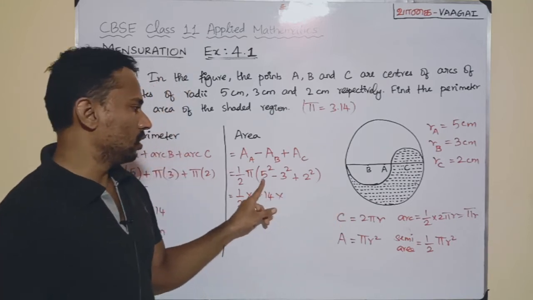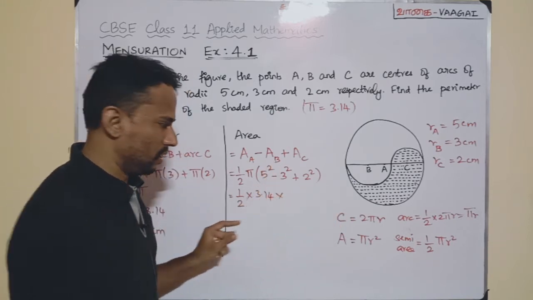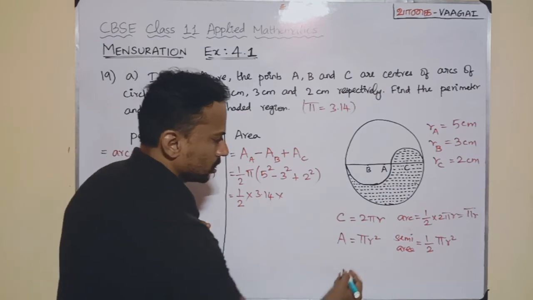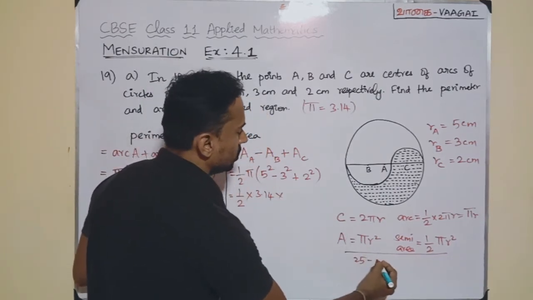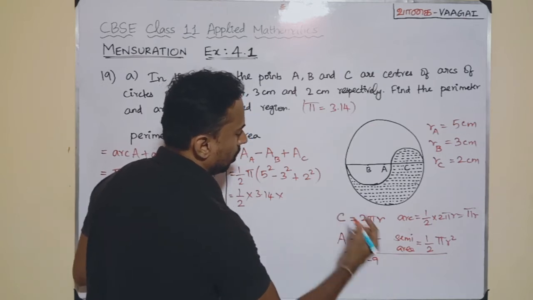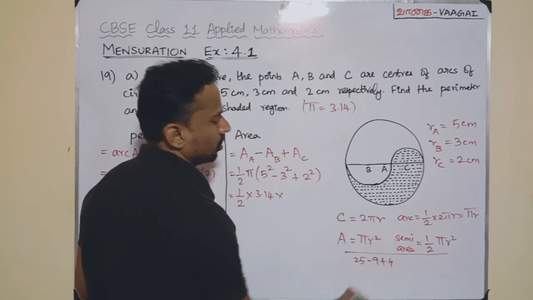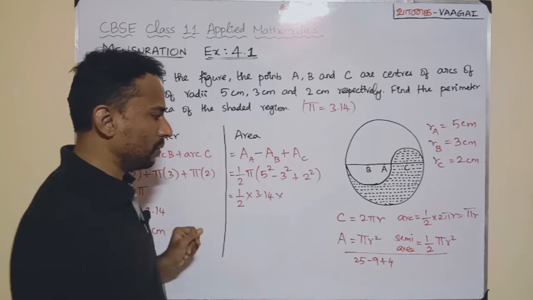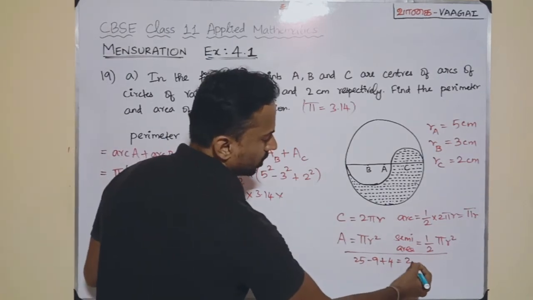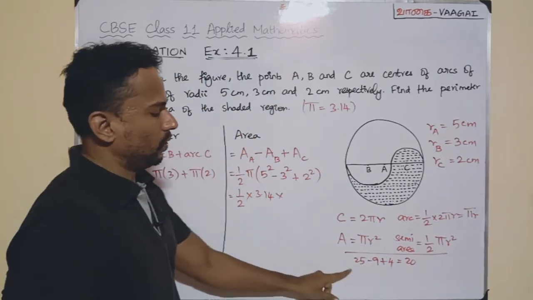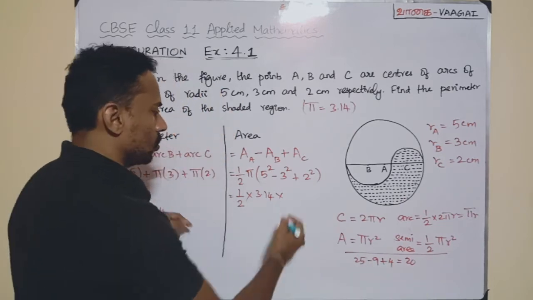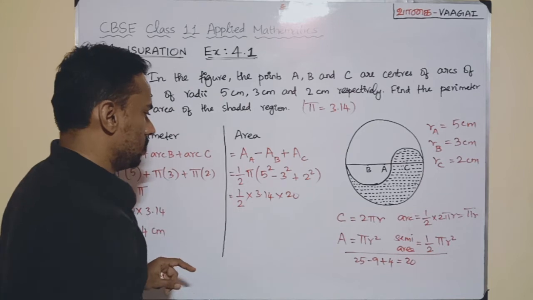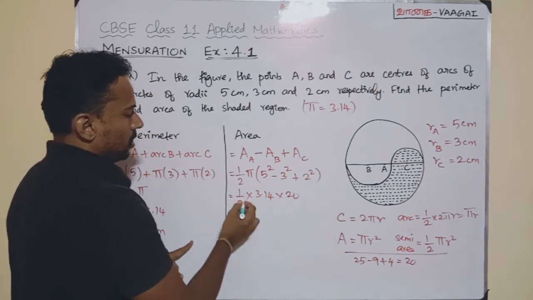When we do this, we will be getting what? 5 square will be 25. Then minus 3 square will be 9. Then plus 2 square will be plus 4. Is it or not? So now when I do this calculation, I will be getting 20, correct? 20, because 25 plus 4 will be 29. Minus 9 will be 20. That's it. So I will be getting again here 2 and 20.